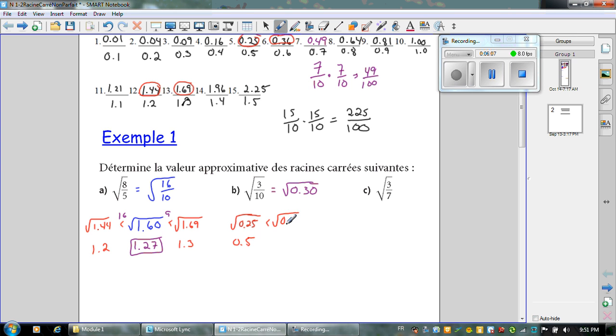That's 30 hundredths, and between 36 hundredths, the square root of that is 6/10. So it's pretty much in the middle, because I see that there's a difference of 5 here and a difference of 6. So a good approximation would be 55 hundredths, right in between. That would be a great approximation.